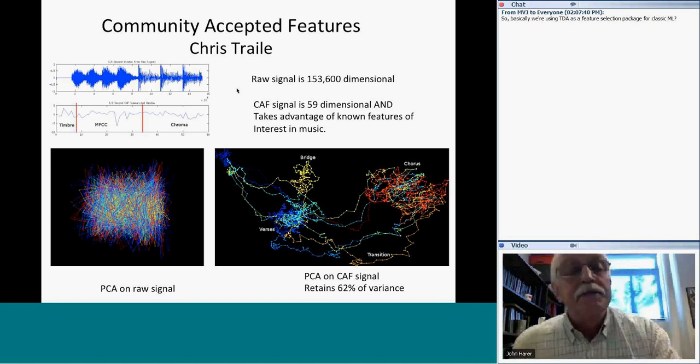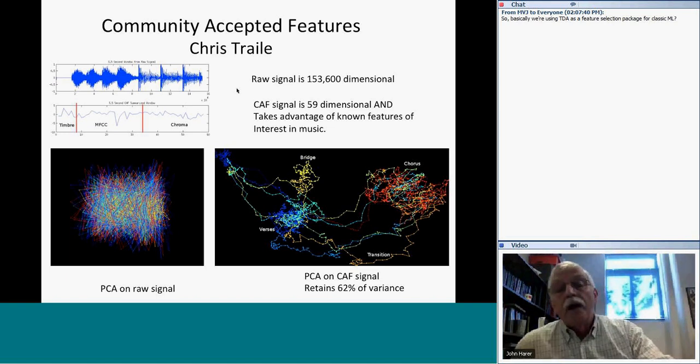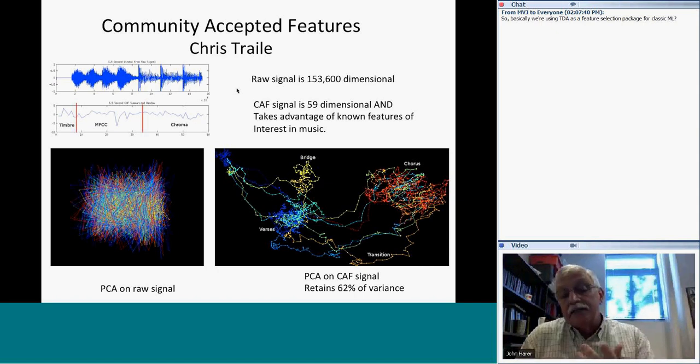I don't remember what piece of music this is. He studied quite a lot, but this is an example where he was considering a signal, looking for repetitive patterns in the music. He's looking for when you find the bridge, the chorus, etc. And can he actually find this through the one-dimensional persistence?